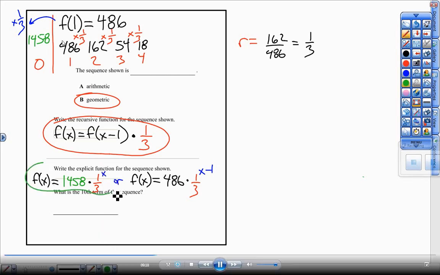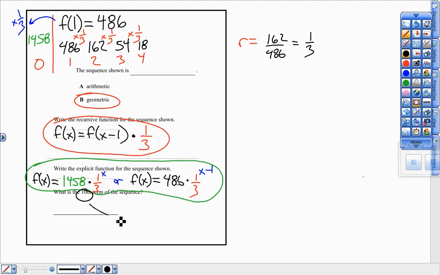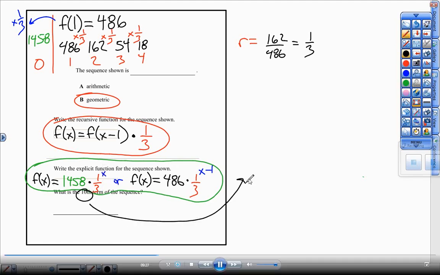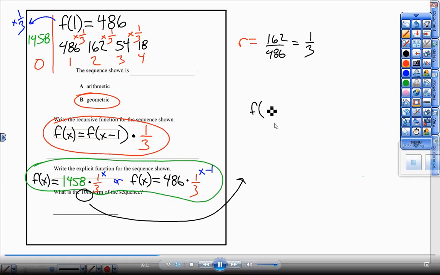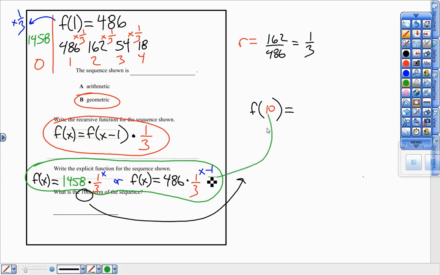I'm going to use that second one there. Got a little smaller of a number. Now I'm going to evaluate this for the 10th term. I'm going to do my work over here where I have more space. So this function evaluating at 10 equals 486. Plug in that x in for 10 right there.